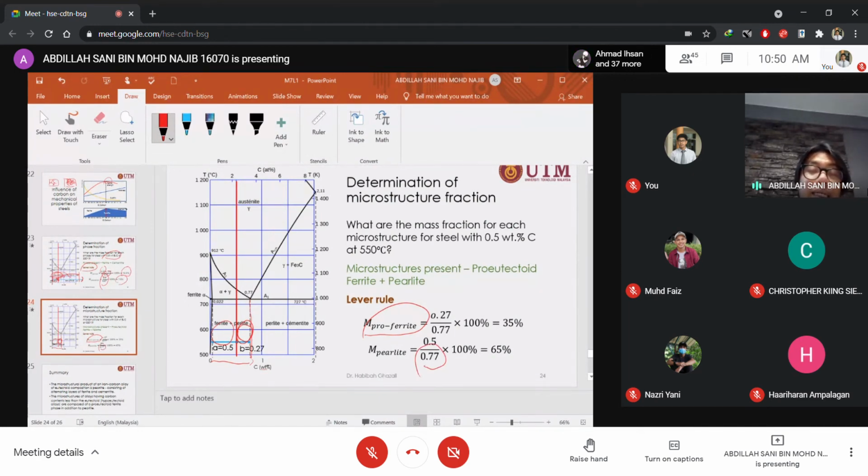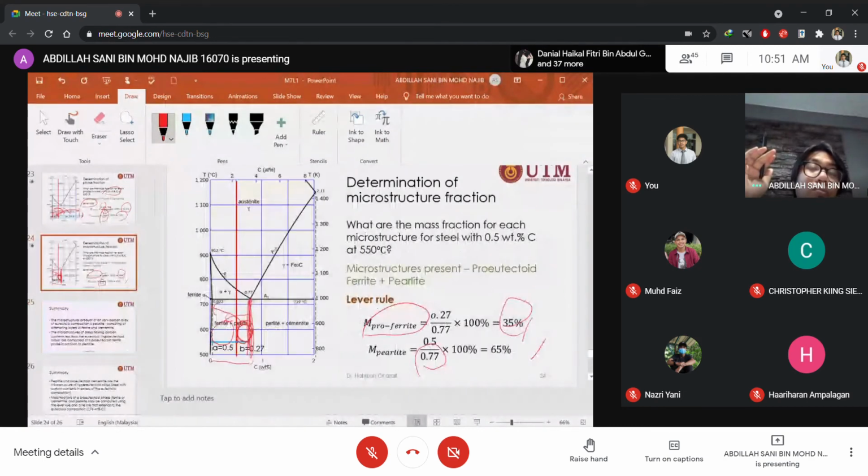But to get the perlite, because perlite is this side, this is the eutectoid line, it should have perlite here. So for perlite, we don't take this one, we take the other way around here. And for the pro-eutectoid, you use the remaining, which becomes the ferrite. So from the whole, we know how much is the pro-ferrite and how much is the perlite.